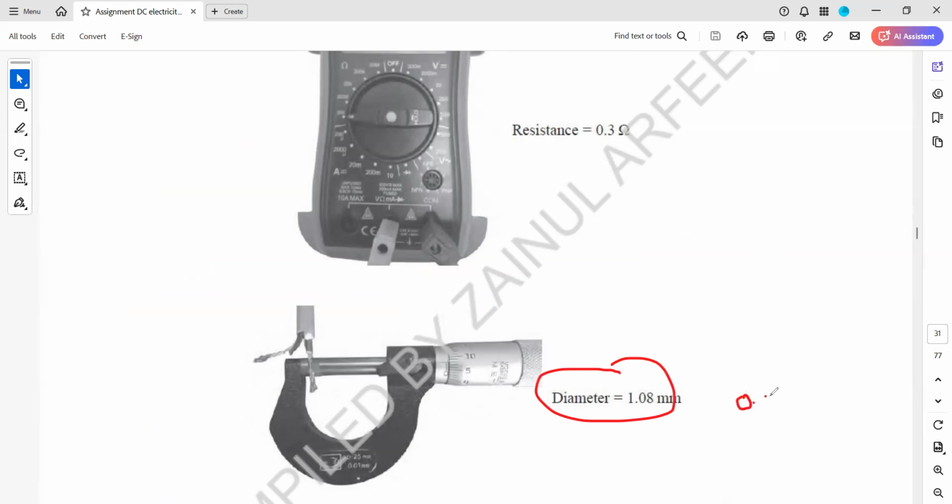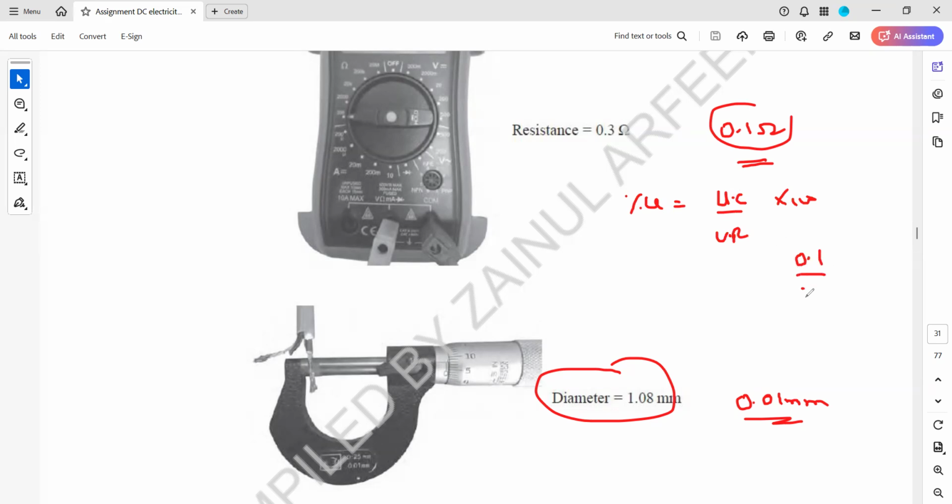The uncertainty in the measurement was 0.01 millimeter because we use a micrometer. What is the uncertainty in the resistance? 0.1. So this will have a greater percentage uncertainty, because percentage uncertainty is the uncertainty divided by the value recorded, times 100. So if you work out the uncertainty in the measurement of the resistance, this will be 0.1 divided by 0.3 times 100. But for the diameter, the percentage uncertainty will be 0.01 divided by 1.08 times 100.